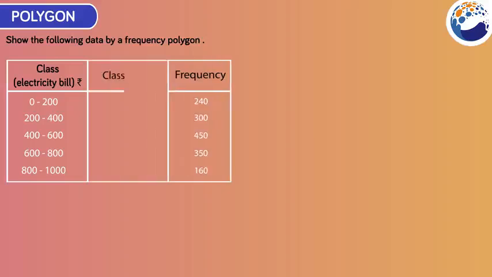Now write the class mark. For the first row, 0 plus 200 by 2 is equal to 100. For the second row, 200 plus 400 by 2 is equal to 600 by 2 is 300. For the third row, 400 plus 600 by 2 is equal to 1000 by 2 is 500. For the fourth row, 600 plus 800 by 2 is equal to 1400 by 2 is 700. For the fifth row, 800 plus 1000 by 2 is equal to 1800 by 2 is 900.